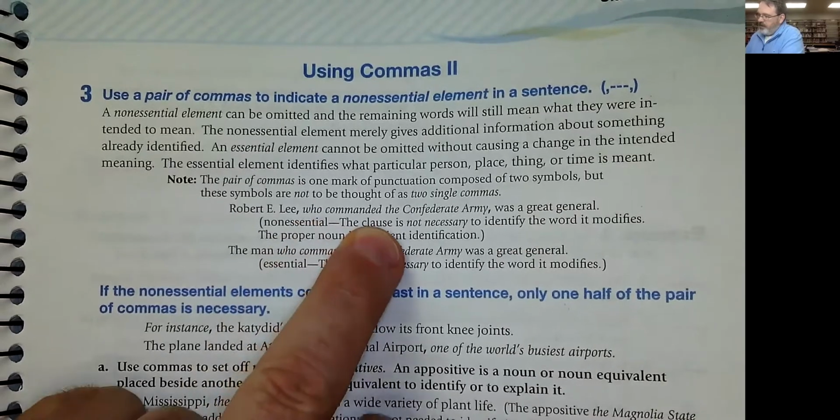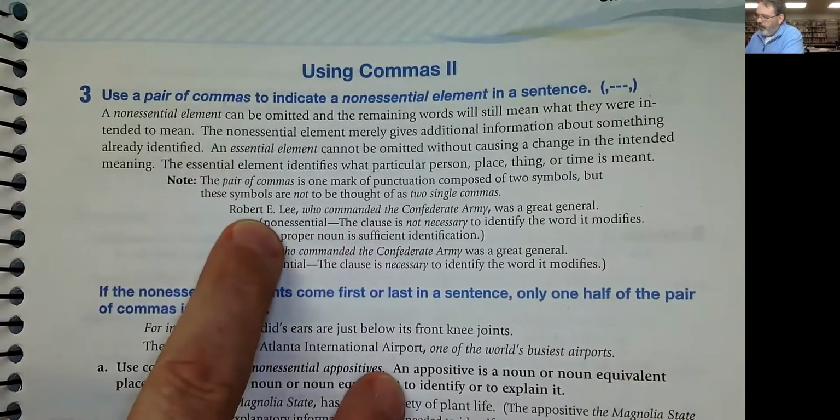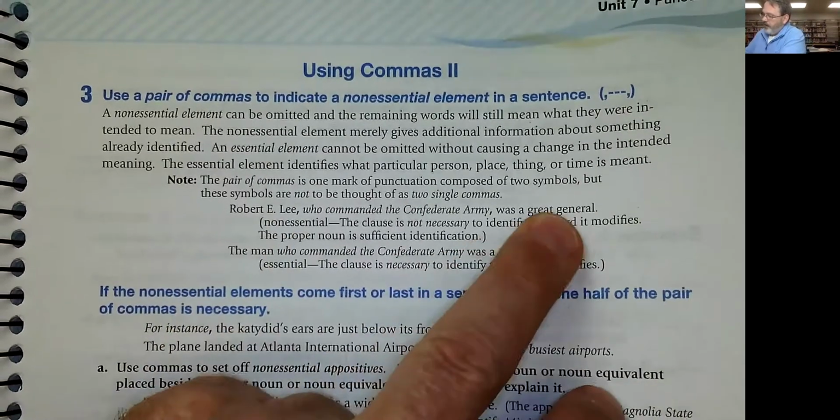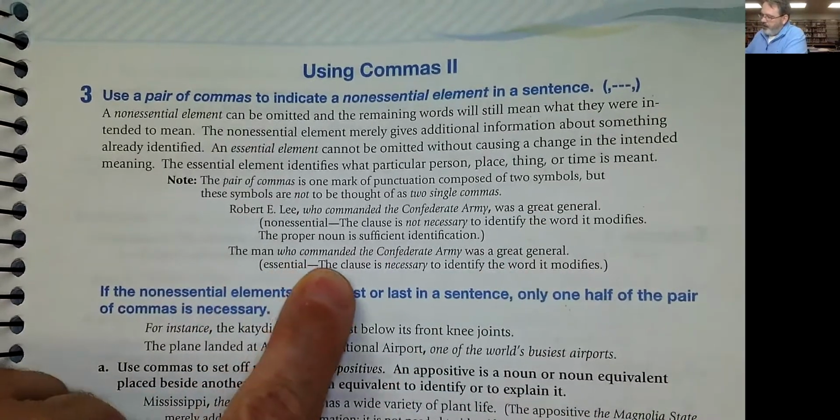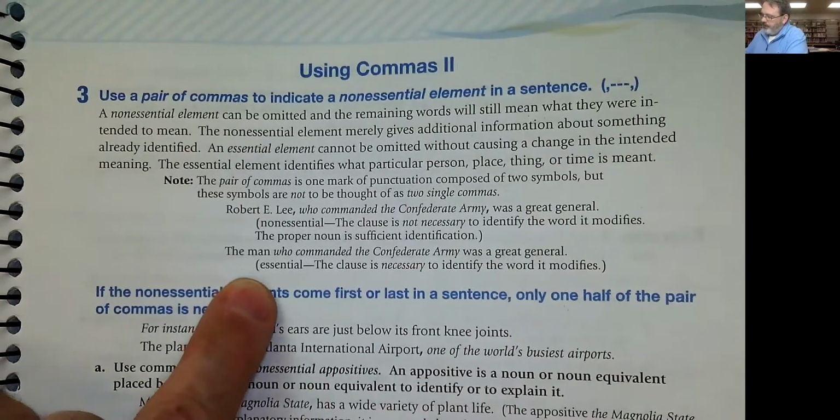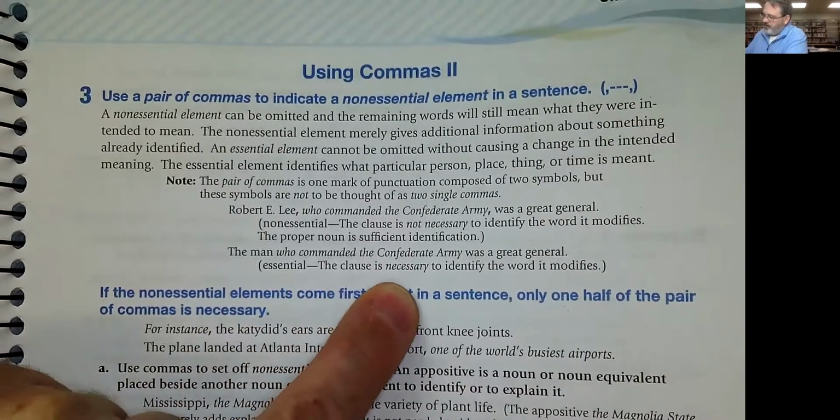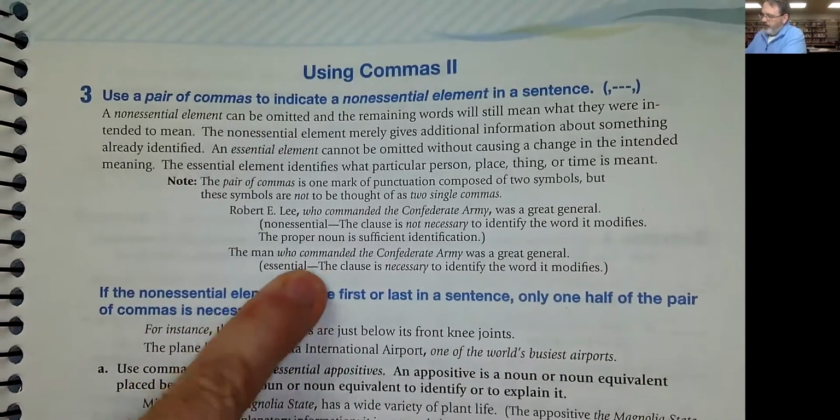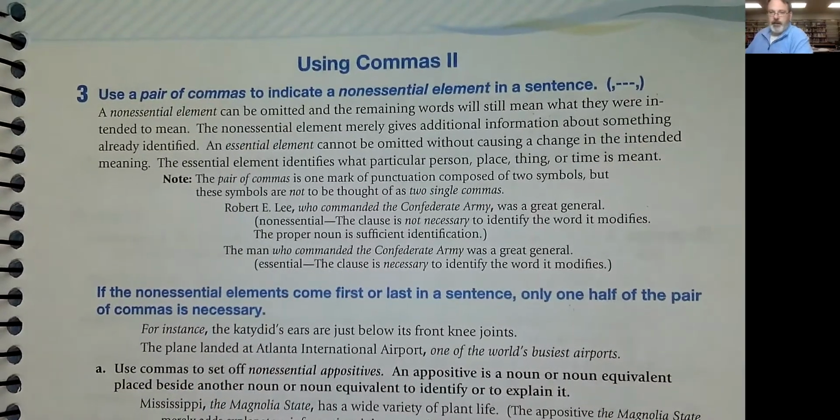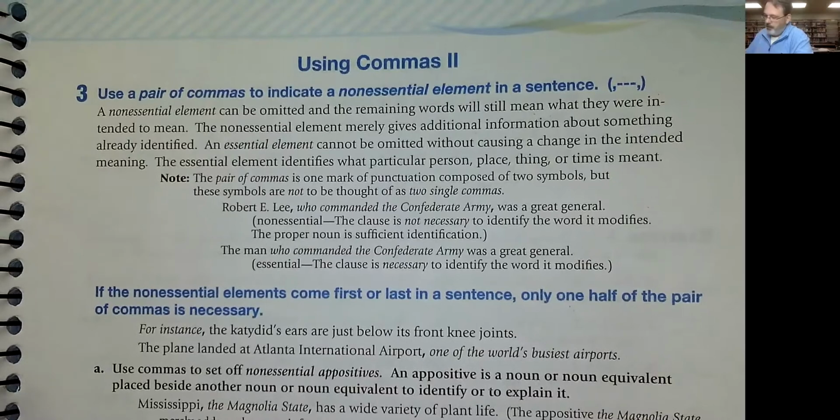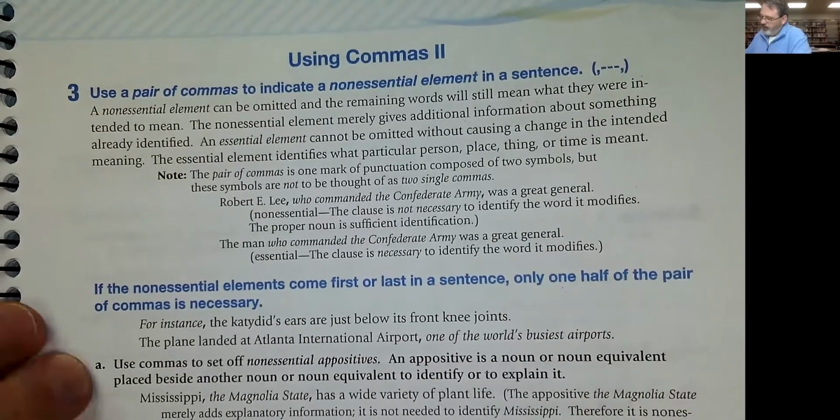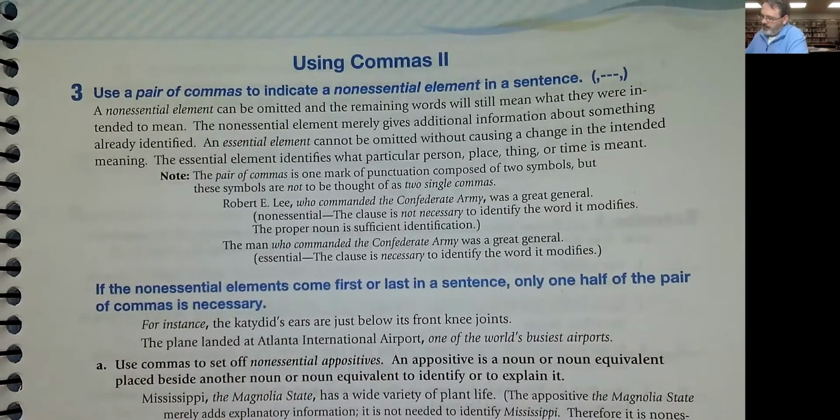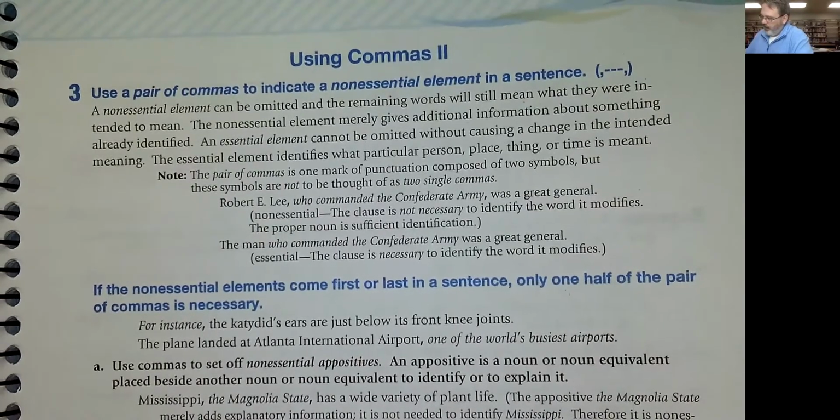Okay, so this is considered not essential because Robert E. Lee is a specific proper name. So we know who it is, and he was a great general. The man who commanded the Confederate Army was a great general. That is essential because the clause is necessary to identify the word it modifies. The man was a great general who commanded the Confederate Army. Makes you understand specifically who it is. All right. If the non-essential element comes first or last in a sentence, only half of the pair of commas is necessary. Now, that's not the situation we're in now.